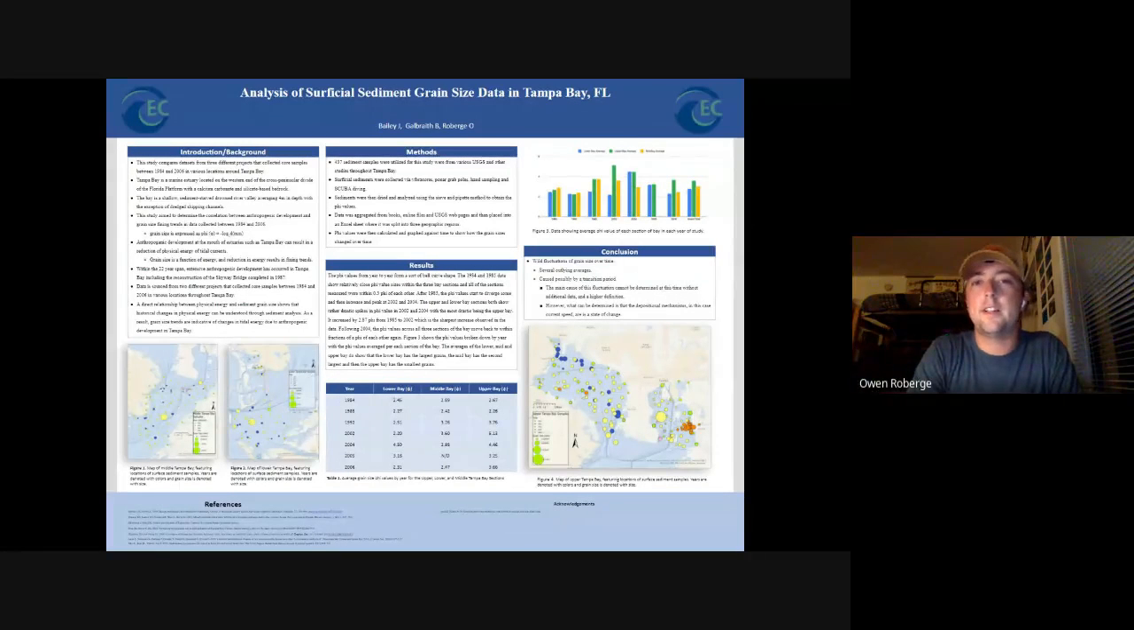Hello. This is our study titled Analysis of Surficial Sediment Grain Size Data in Tampa Bay, Florida by Jimmy Bailey, Ben Galbraith, and me, Owen Roberge. And I'm going to tell you a little bit about the introduction of this poster.